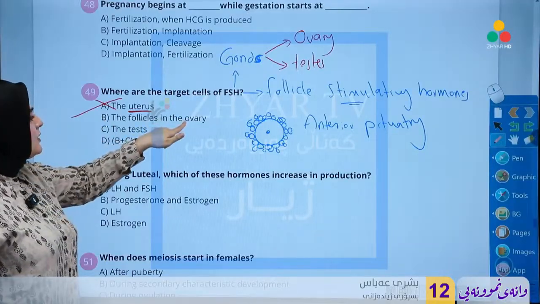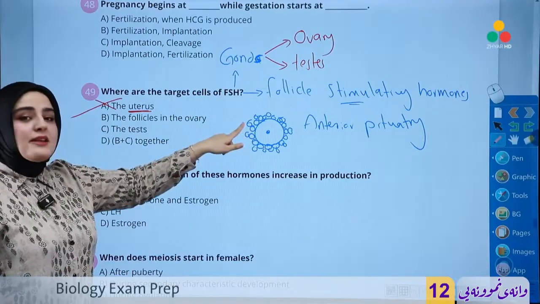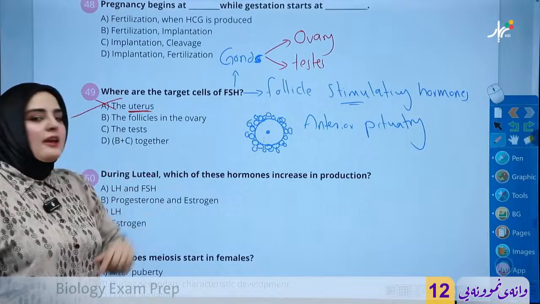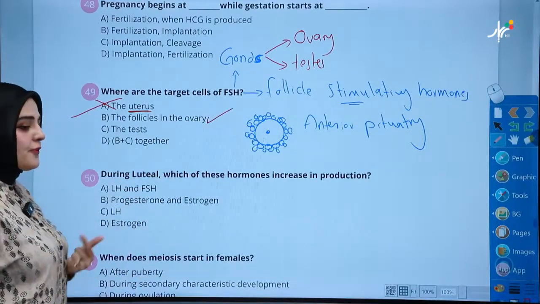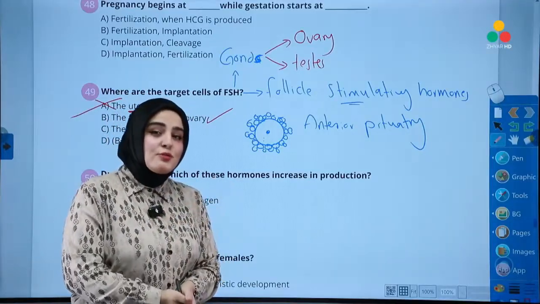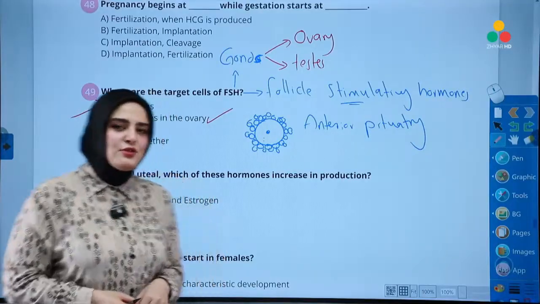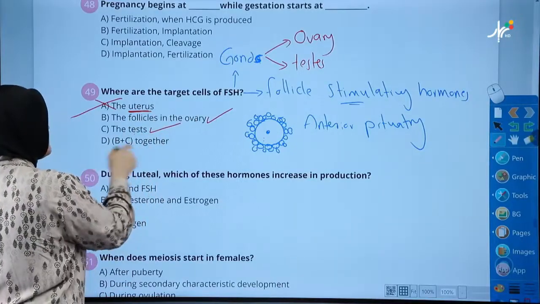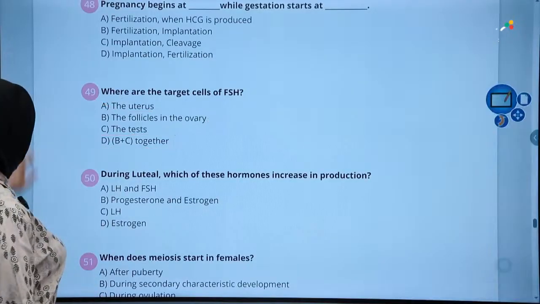What about the follicle in the ovary? Yes, okay, the follicles in the ovary, they are getting targeted by FSH and create more estrogen to prepare the egg in order to ovulate. This one is right. What about testes? Of course, it's gonna affect the cells between the seminiferous tubule to create testosterone in order to create sperm in the seminiferous tubule lining. So this one is correct because these two are both gonads. B and C are the right answer for this question. That was a good one.